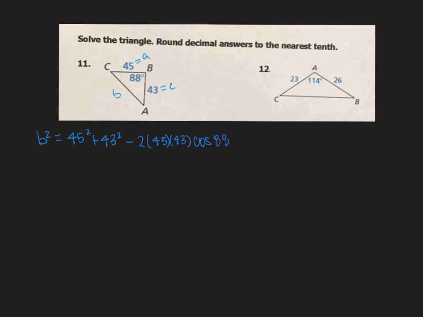So it's just a matter of working that all out. So 45 squared plus 43 squared is going to give us 3874. And then 2 times 45 times 43 is 3870 times the cosine of 88 degrees.